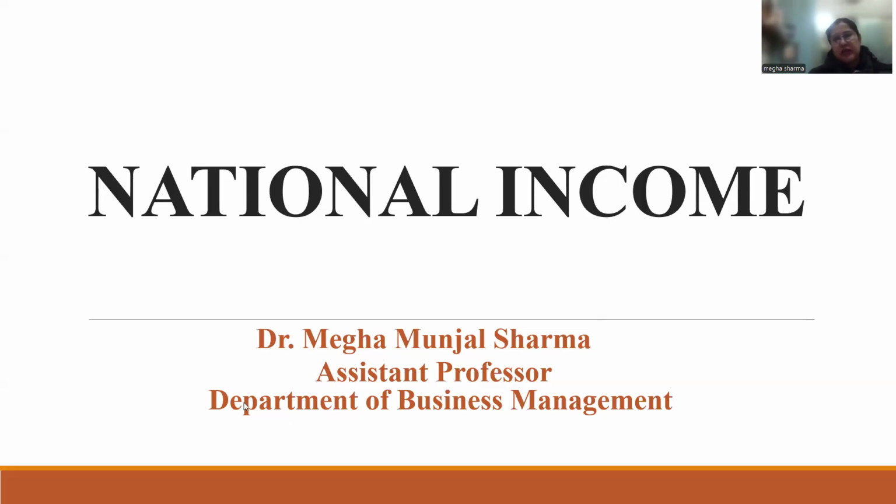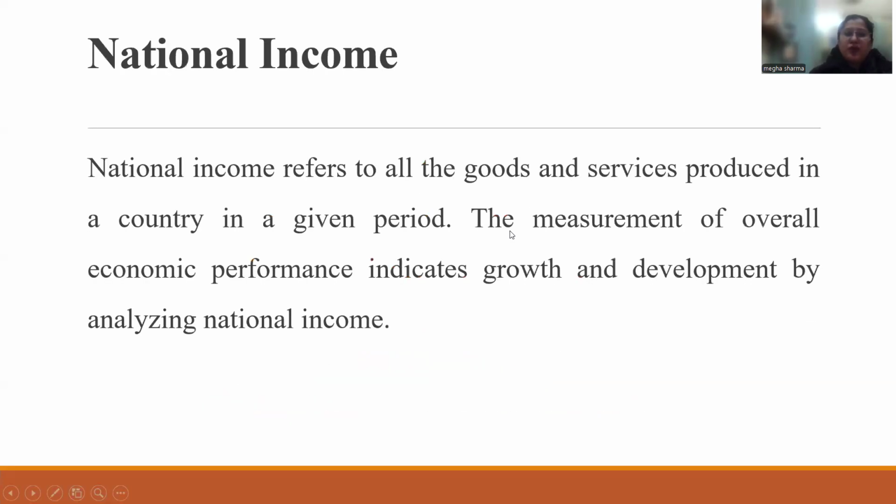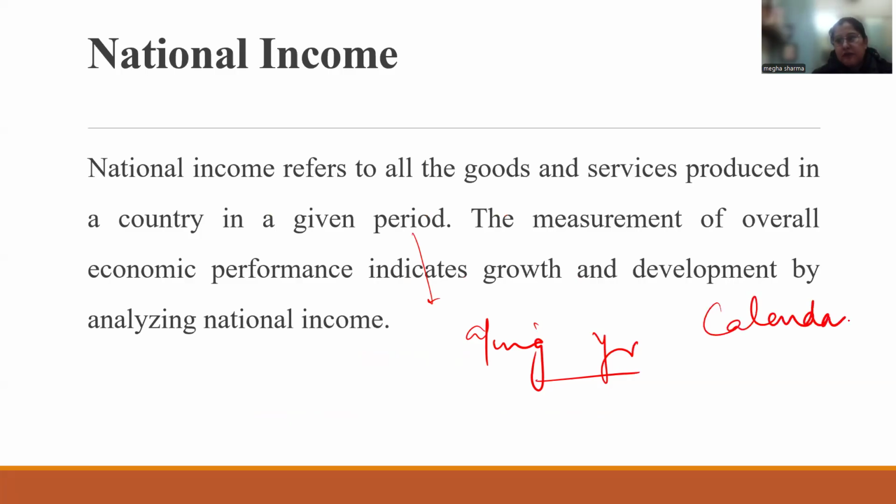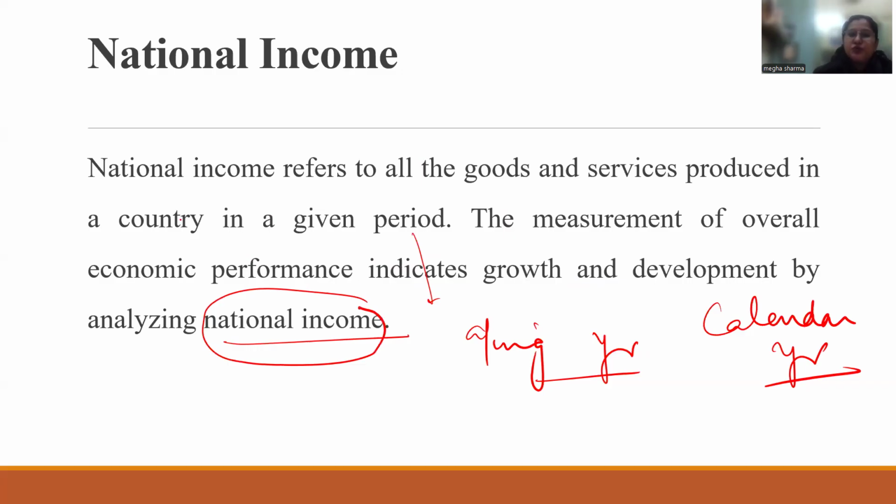So first of all, starting with what is national income? It refers to all the goods and services produced in a country in a given period. This period is normally an accounting year and not a calendar year. The measurement of overall economic performance indicates growth and development by analyzing national income. Each and every economy's growth is judged by the term national income. And national income shows the performance of an economy, how well it's doing in terms of growth and development.